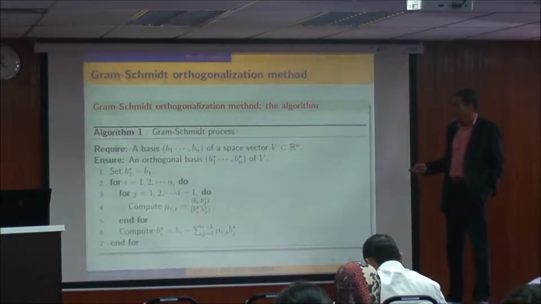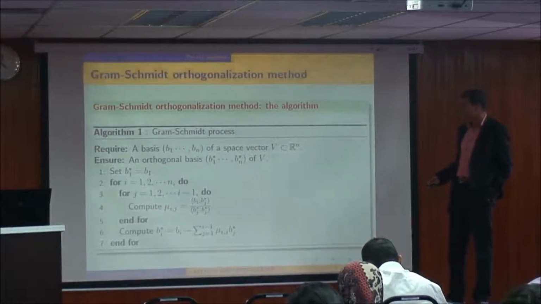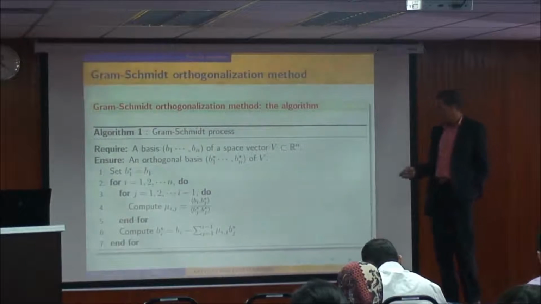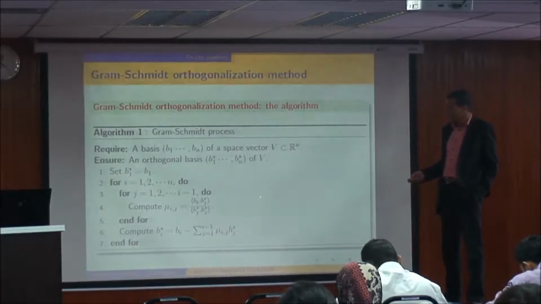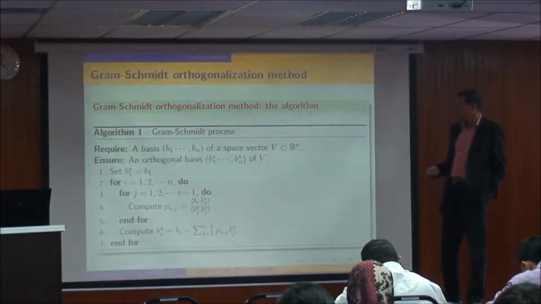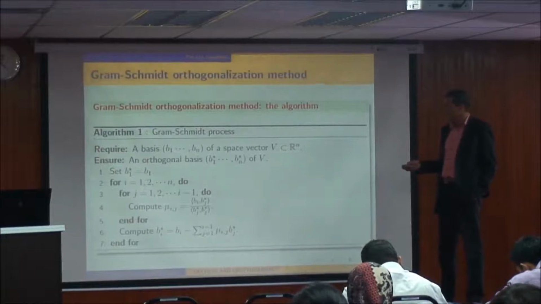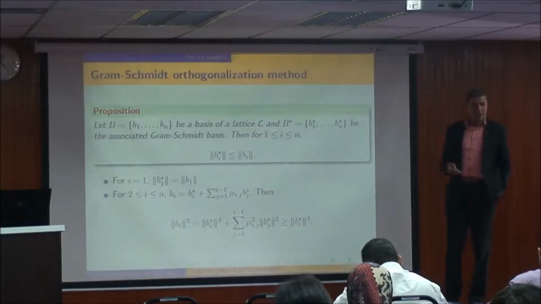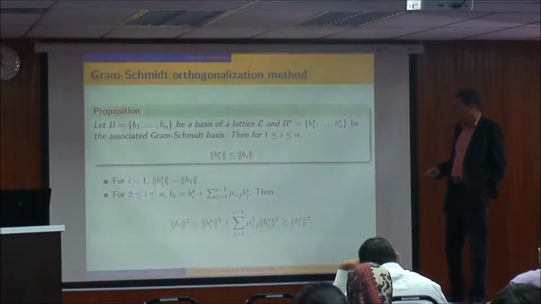This is the algorithm for Gram-Schmidt implementation. It's very easy to implement. It's already implemented in almost all software, so there is no need to implement it yourself, and it's easy if you want to see how it works. The Gram-Schmidt method can be applied to find other properties of vectors in the lattice.